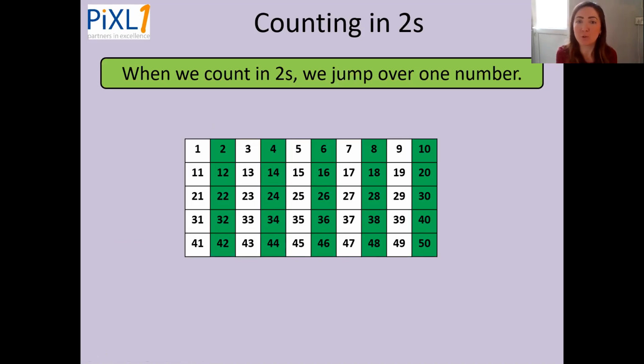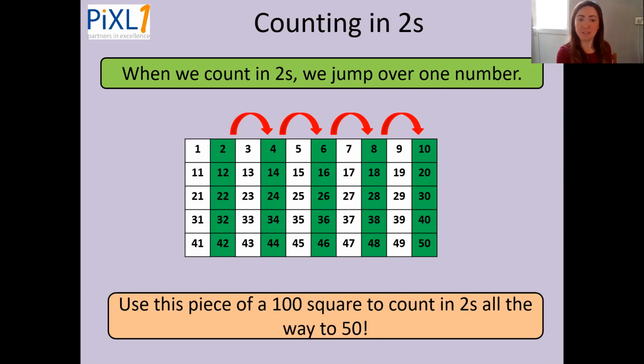So when we count in twos, we jump over one number. So 2, 4, 6, 8, 10. Can you see we're skipping over the odd numbers? Use this piece of 100 square to count in twos all the way to 50. So again, we'll practice doing it together first, and then you can pause and have a go on your own.